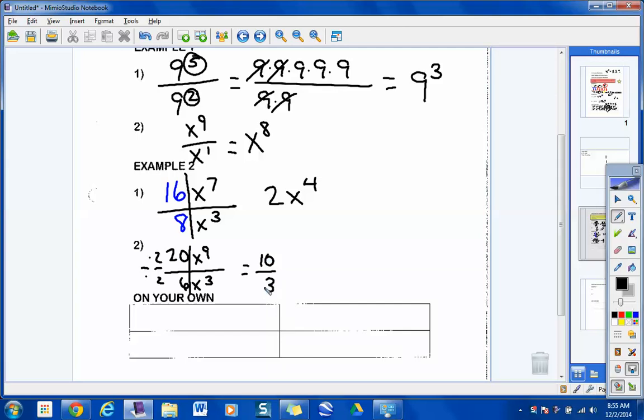Okay, now this is where things get kind of confusing, but I think if you just follow the rule and listen to me, you'll be in good shape. How many x's are really up top here, guys? 9 of them. How many x's are on the bottom? 3. This is a deal where I would take 9 minus 3 and have x to the 6th left over.